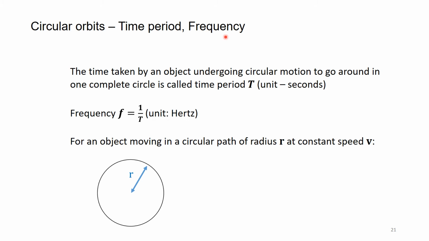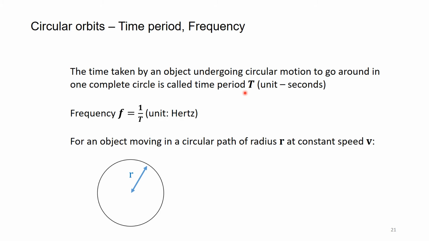And frequency is a term related to the period. Frequency is just 1 over the period, so it's called the reciprocal of the period. The unit of period is seconds. The unit of frequency is 1 over seconds, also called the hertz. We'll see frequency later. We'll just introduce it for now.